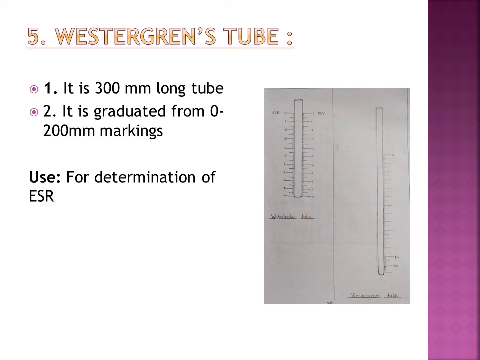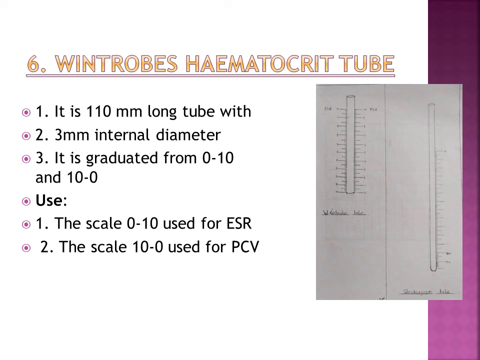Fifth thing is the Westergren's tube. It is also called the ESR tube. It is 300 mm long, and graduations are 0 to 200 markings, and the use is determination of the ESR, that is erythrocyte sedimentation rate. Sixth is the Wintrobe's or hematocrit tube, also called the PCV tube. It is 110 mm long, and it has 3 mm internal diameter, and the markings are 0 to 10 and 10 to 0. So the scale 0 to 10 is used for ESR, and the scale 10 to 0 is used for PCV, that is packed cell volume.